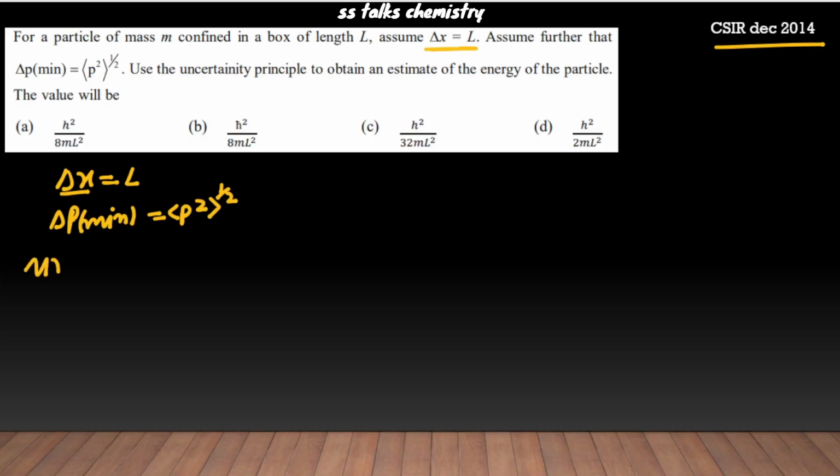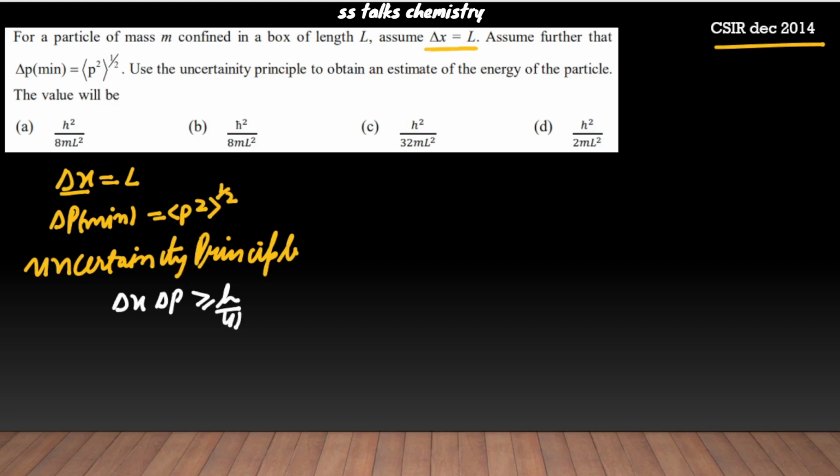According to the uncertainty principle, delta x into delta p is greater than or equal to h upon 4 pi. We can assume the condition that delta x into delta p is h upon 4 pi, because the minimum has been given for the momentum. Next it says use the uncertainty principle to obtain an estimate of the energy of the particle.